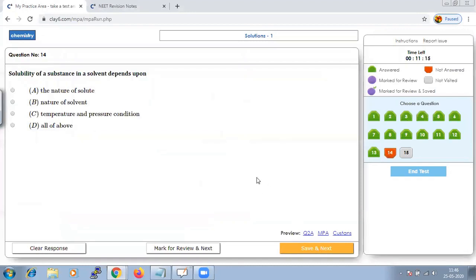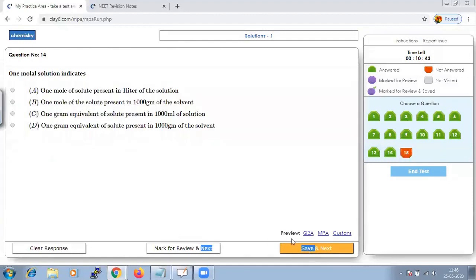Solubility of a substance in a solvent depends upon. When we were discussing, we said what are all the factors on which solubility depends. Of course, the solubility of a substance in a solvent will depend upon the nature of the solute, the solvent, temperature, and pressure. Hence you can say all the above given options, so option D should be the right answer.